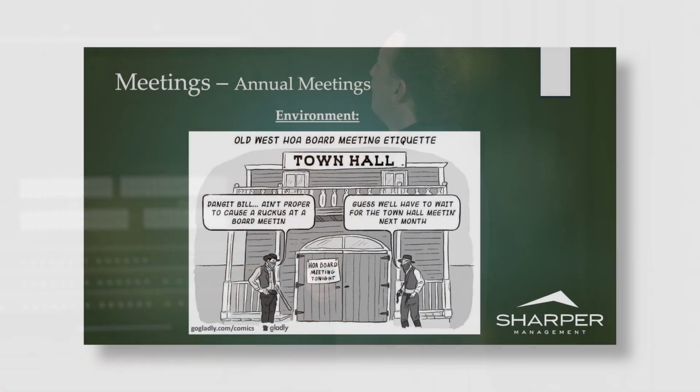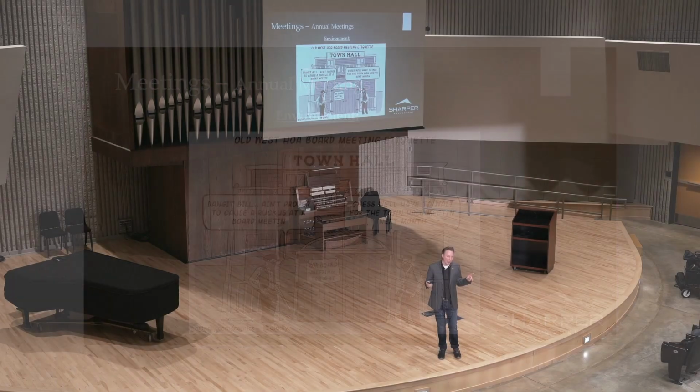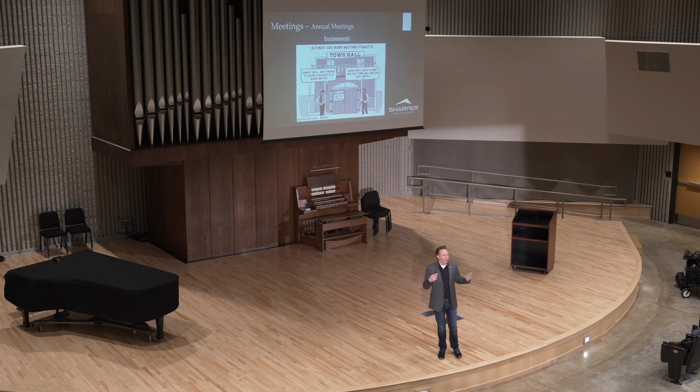So I like this clip, right? So many associations get into this habit, and it becomes a precedent, and it becomes the expectation that at the annual meeting, this is where the membership gets to share what's on their mind. And I get it, because the members are only coming together once a year. They should be able to say what's on their mind. I get it.